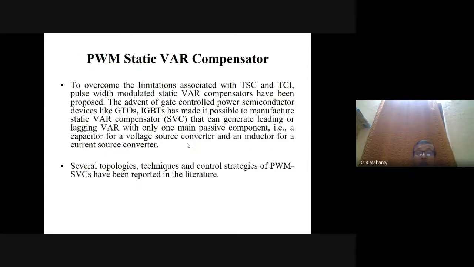Okay. Now, next we have a scheme which is known as PWM Static VAR Compensator. Okay, to overcome the limitations associated with TSC and TCI, pulse width modulated static VAR compensators have been proposed.